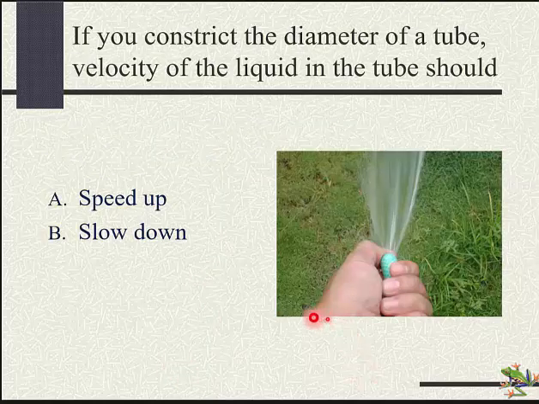If you constrict the diameter of a tube, the velocity, the speed of the liquid in the tube, should it speed up or slow down? Look at that figure here. If you have a garden, you might have done this, that you actually increase the speed of the water coming out by putting your thumb and narrowing the diameter. So the correct answer here, it should speed it up.